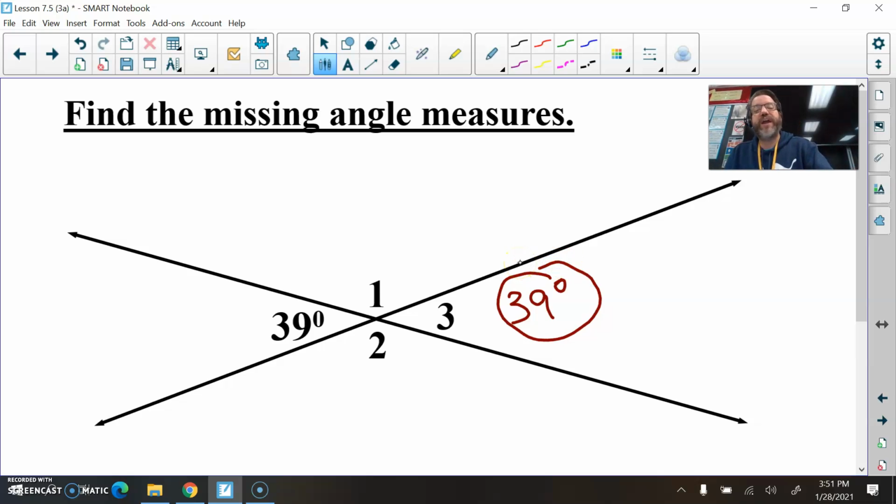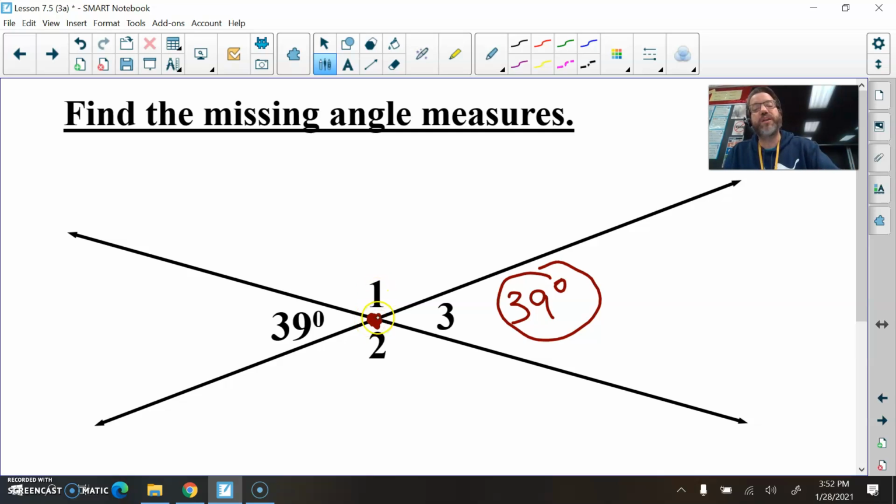Well, it happens to be vertical to this angle over here, which is 39 degrees. Remember, vertical doesn't mean up, down. Vertical means they share a common vertex, and they're mirror images of each other. Angle 3 starts at this point and it's expanding out to the right. And this other angle that says 39 degrees is expanding out in the other direction, like mirror images, but they share that common starting point or vertex. And so they have to be congruent.